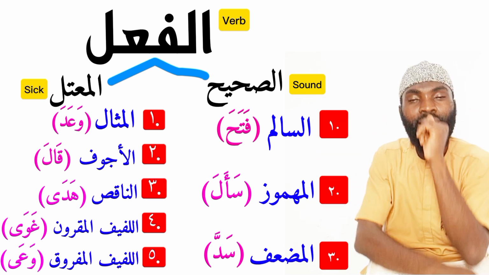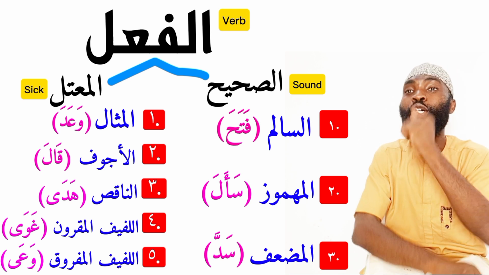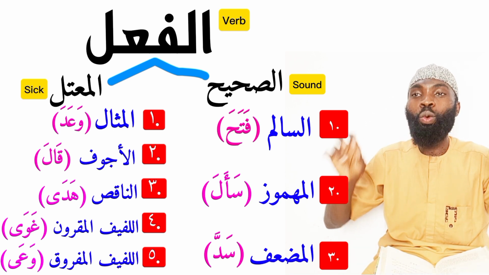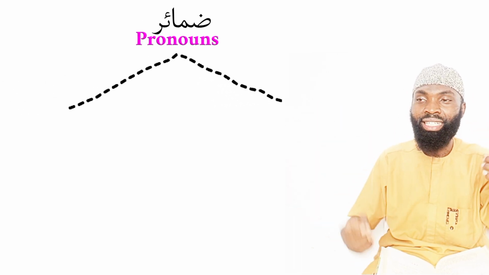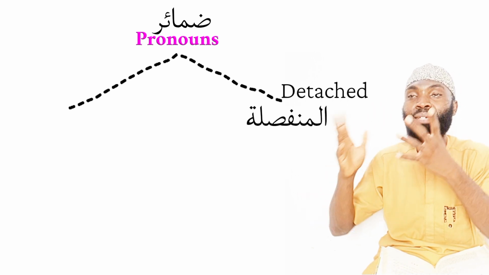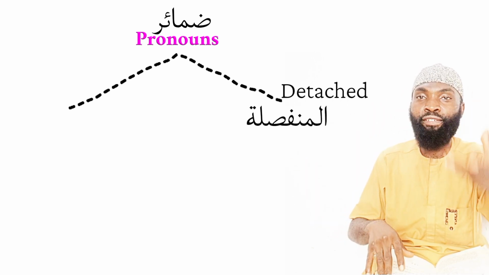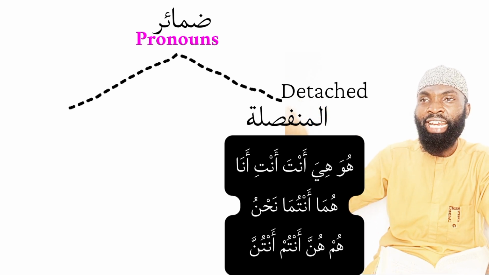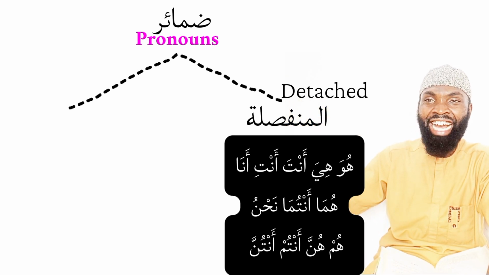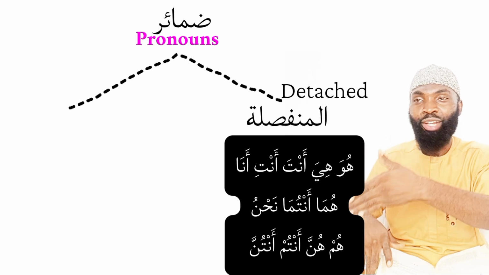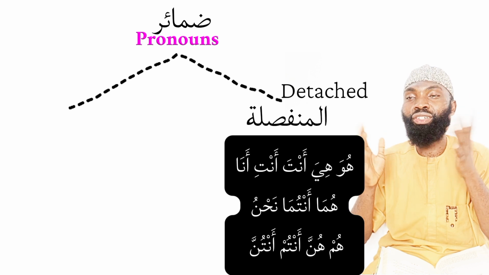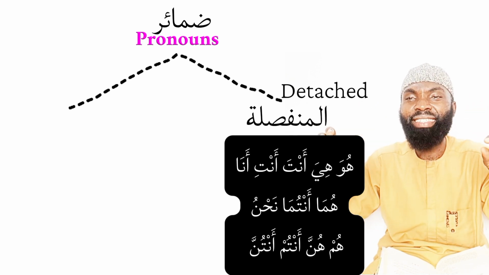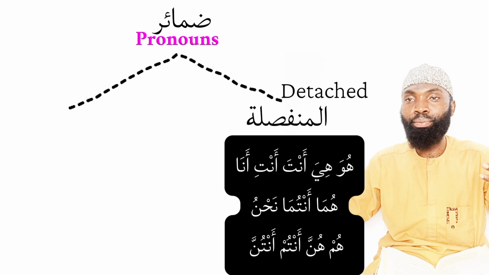Now, if you recall very well, in the very last episode, we also discussed that the Arabic language pronouns are categorized into 2. The first category is the ones that are separated, detached, not joined to a verb. An example is the word huwa, hiya, anta, anti, ana, huma, antuma, nahnu, hum, hunna, antum, antunna. All of these pronouns we have mentioned are usually separated. You don't attach them to the verb.